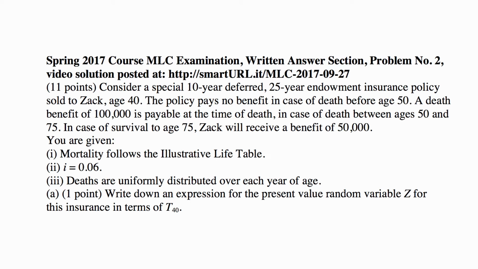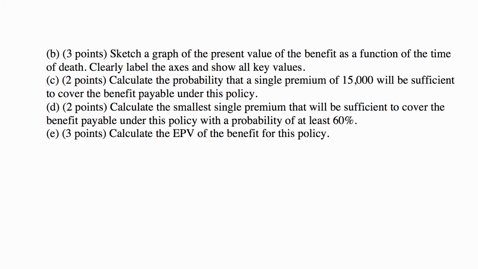Part A asks you to write down an expression for the present value random variable Z for this insurance in terms of T40, the future lifetime of a 40-year-old. It's the random present value of the benefit paid in this policy that you need to express in terms of the future lifetime of a 40-year-old. Part B is asking you to sketch a graph of the present value of the benefit as a function of the time of death, and clearly label the axis and show all the key values.